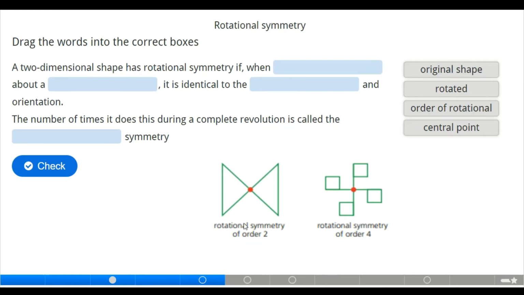Okay, now we have an example here. If you look at it, this is what? This is rotational symmetry of order two.